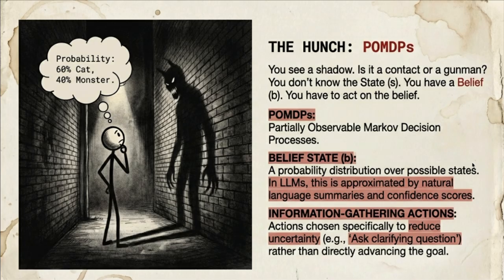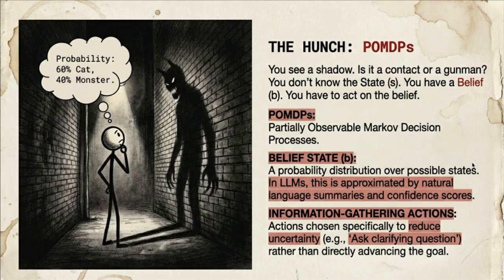In large language model agents, this belief state is approximated by natural language summaries and confidence scores. This allows the agent to act based on its best guess of the truth. Crucially, this leads to information gathering actions. These are actions chosen specifically to reduce uncertainty rather than directly advancing the main goal. For example, the agent might decide to ask a clarifying question to the user or check a specific log file to confirm its assumption before taking a high-risk action.